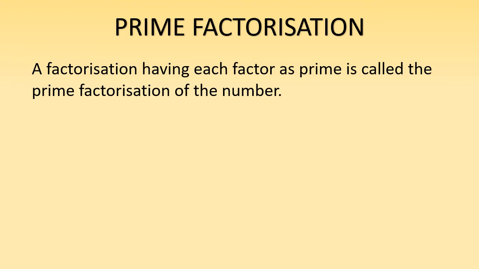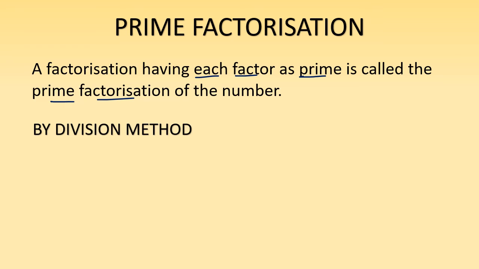Prime factorization. A factorization having each factor as prime is called the prime factorization of the number. When we multiply all the factors of the prime factorization, we get the original number. There are two methods to do prime factorization: the division method and the factor tree method. Now let's discuss how to do prime factorization using the division method.